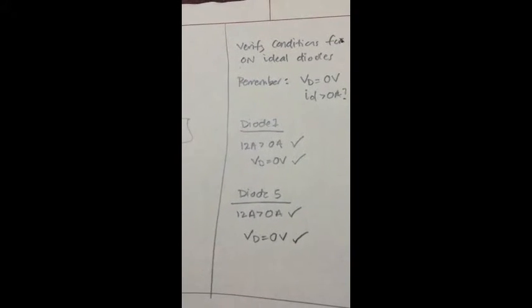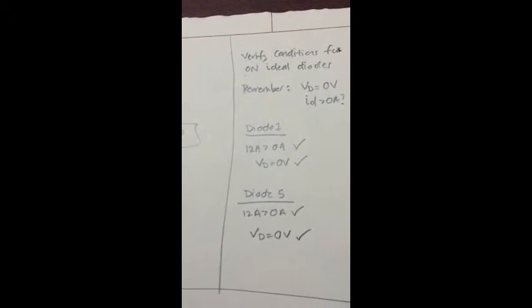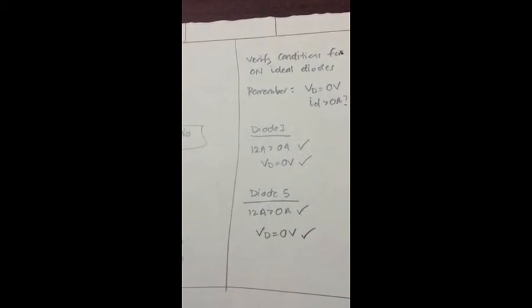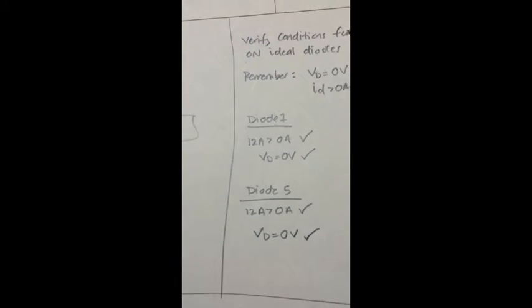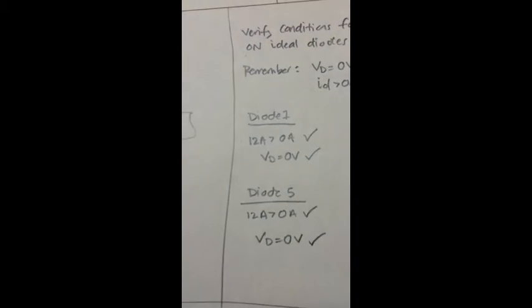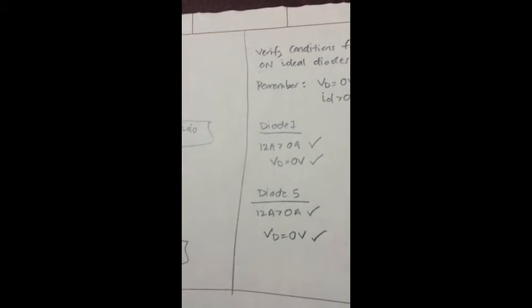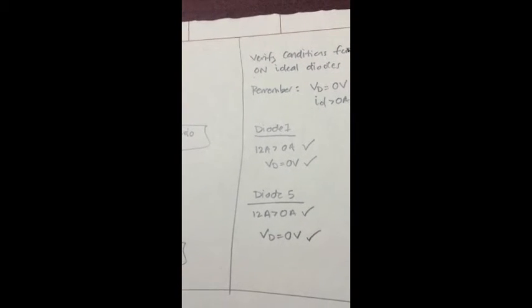Thus, we have proven the conditions for the on ideal diodes. For diode 1, 12 amps is greater than 0 amps, and VD is equal to 0 volts because it acts like a short and there's no voltage across it. And for diode 5, 12 amps is greater than 0 amps and VD is equal to 0 volts. Thus, we have proven that the on ideal diodes are actually in the on case.